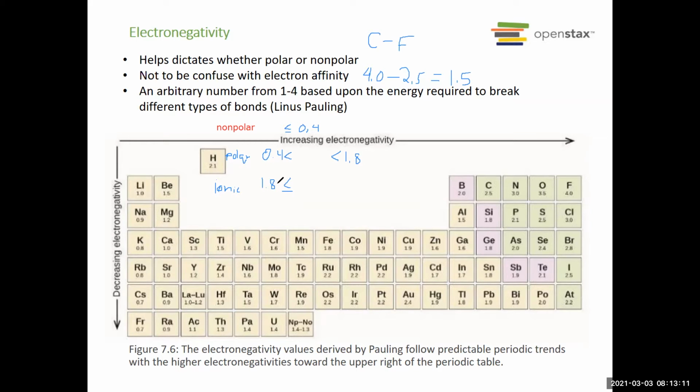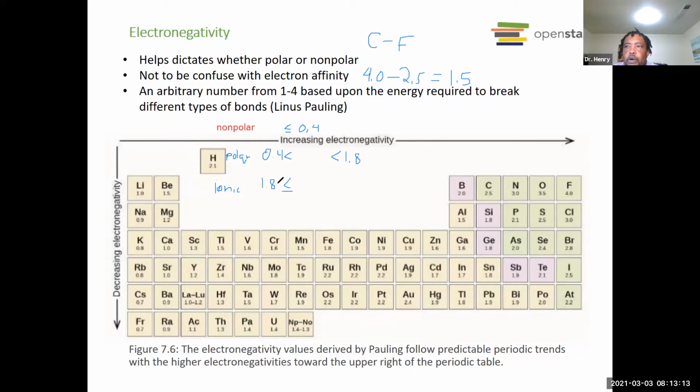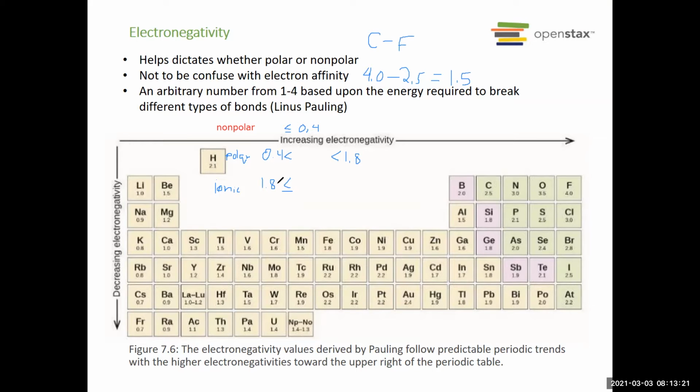Mm-hmm. Okay, so what would this one be? Would it be polar, nonpolar, or ionic? It would be polar, right? And that kind of makes sense, right? Because we know that fluorine is pretty strong and it's going to have a strong pull.